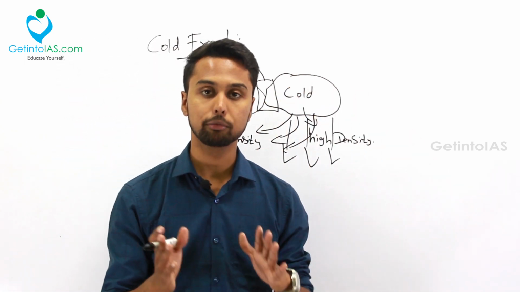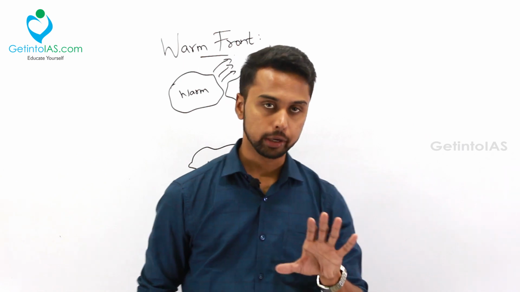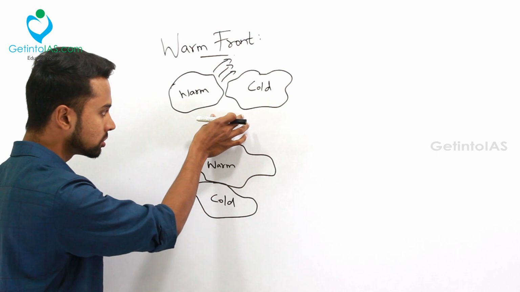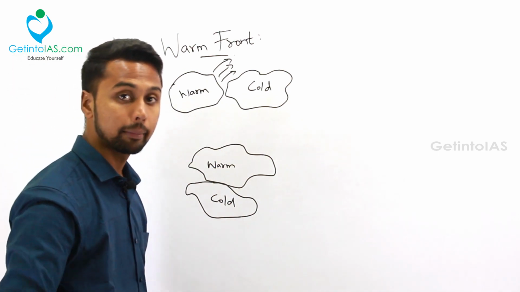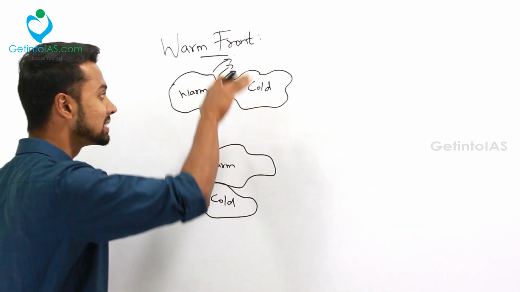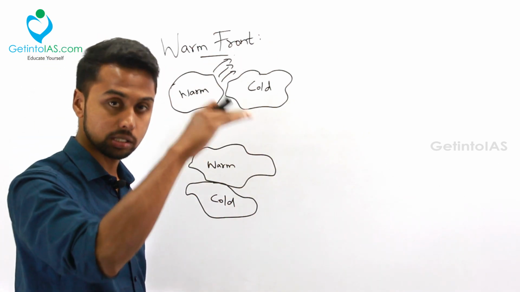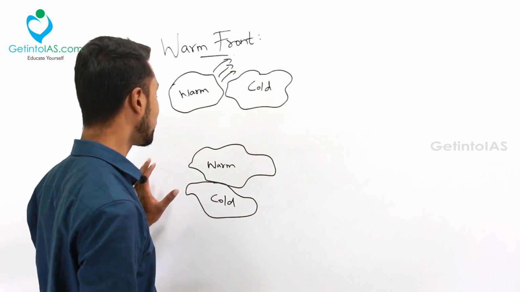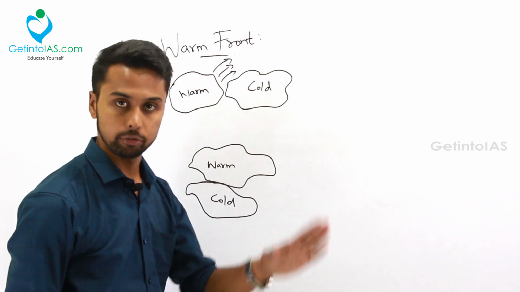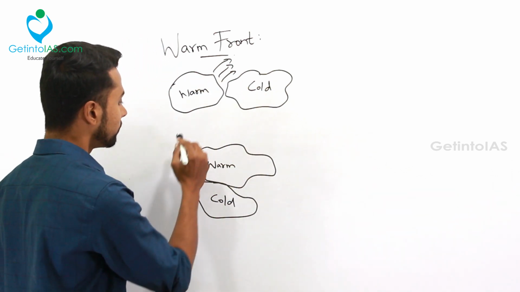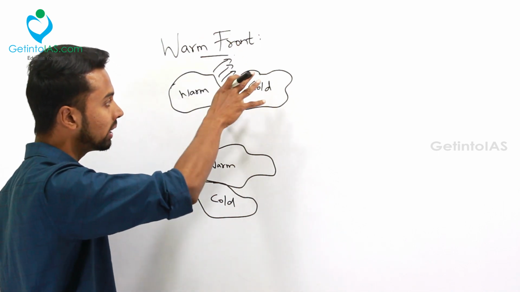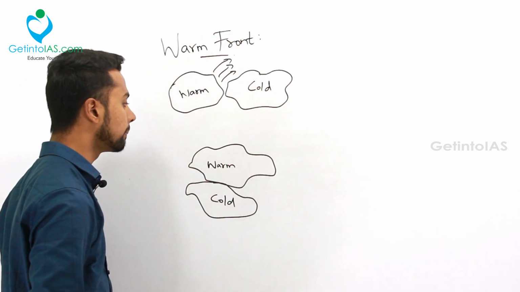Next we will see what a warm front is. In a warm front, when a warm air mass and a cold air mass meet, the warm air mass does the initial push. It will invade and push the cold air mass downwards. When the warm air mass is invading and suppressing the cold air mass, it is known as the warm front. Automatically, as it invades and makes the cold air mass subduct, the warm air mass will rise.